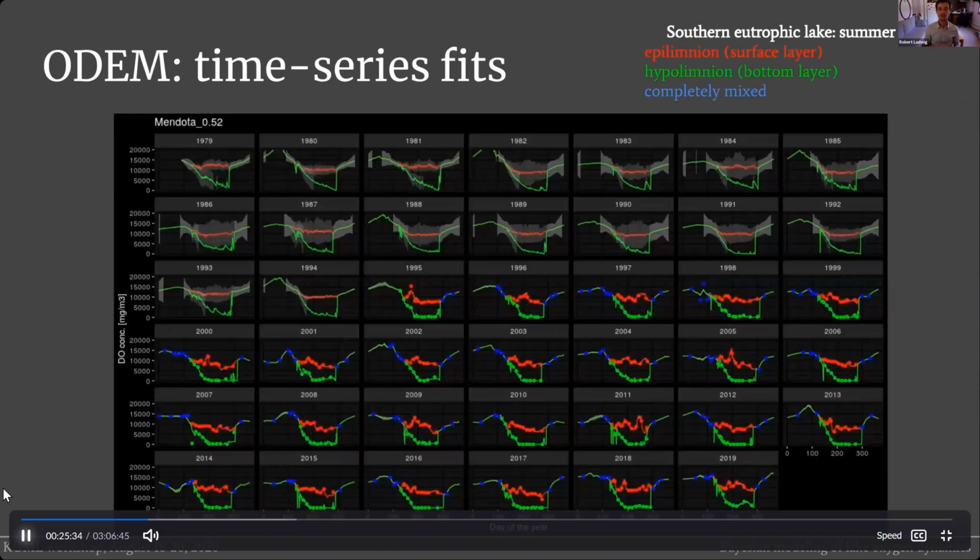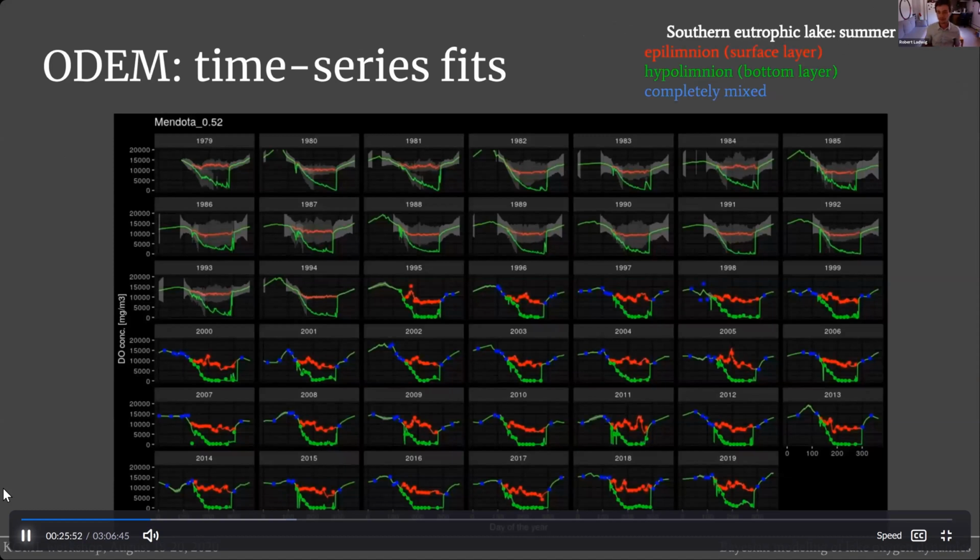So every plot shows you 1 year. The x-axis is the day of the year, and the y-axis is the oxygen concentration. Here the lines show you the modeled results, and the dots show you the observed data. And red is the surface layer, green the bottom layer, and blue dots are observed data points during mixed conditions.